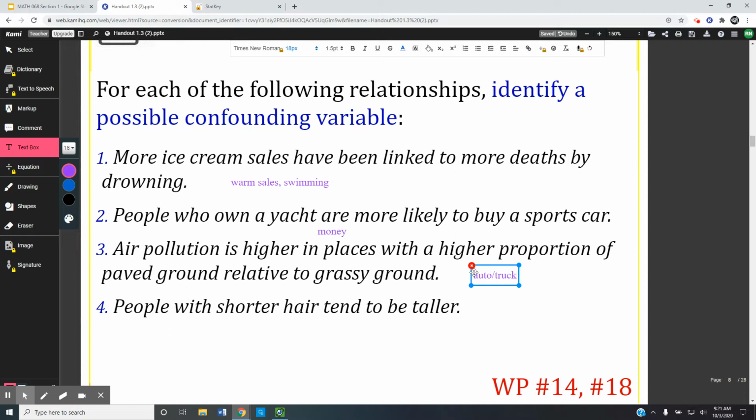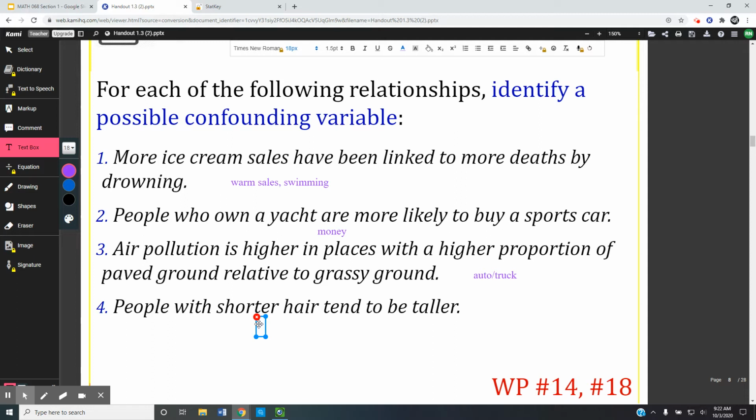People with shorter hair tend to be taller. Wow, this is a good one, right? Okay, so if I have shorter hair, I tend to be taller. Well, if we look at the historical data between men and women, men do tend to be taller in society than females, and it's just the way our genetics are made.